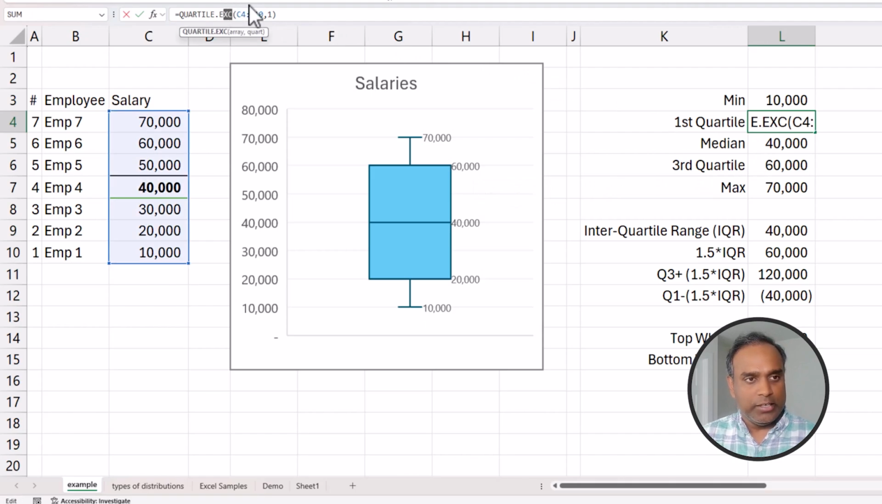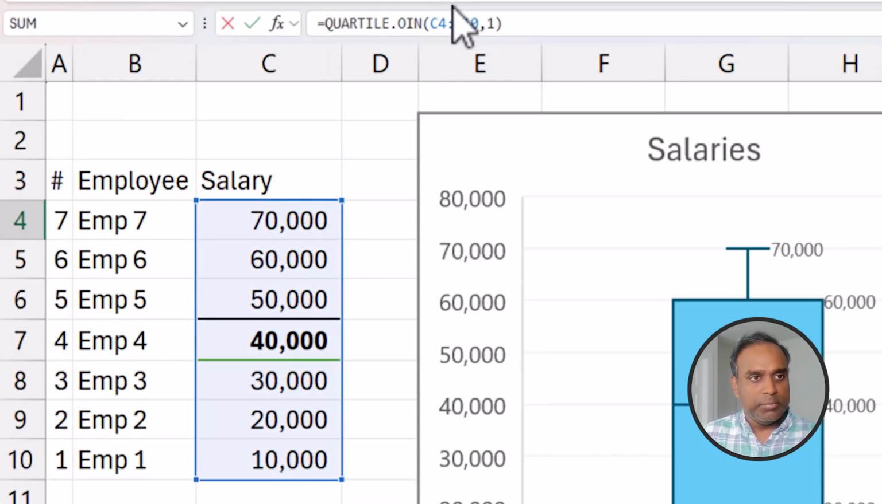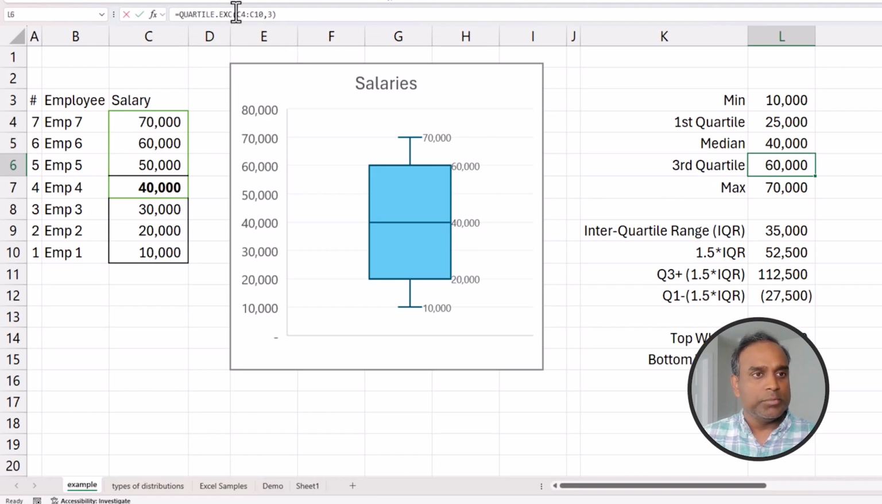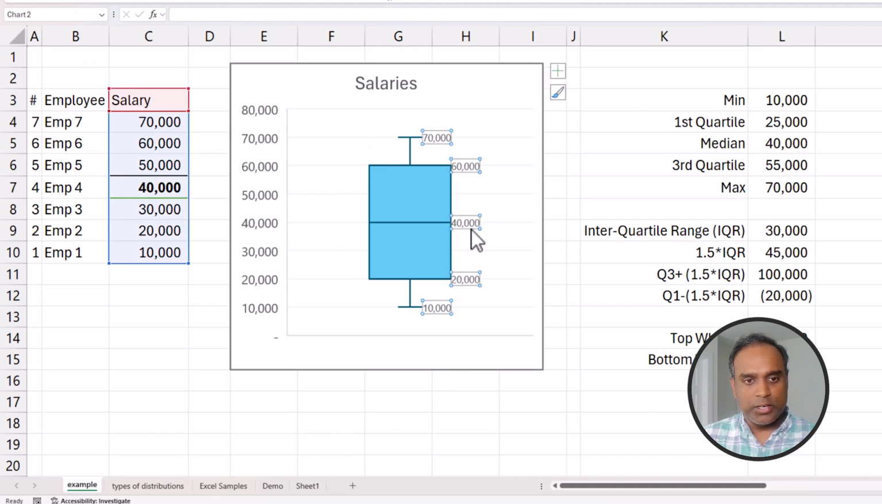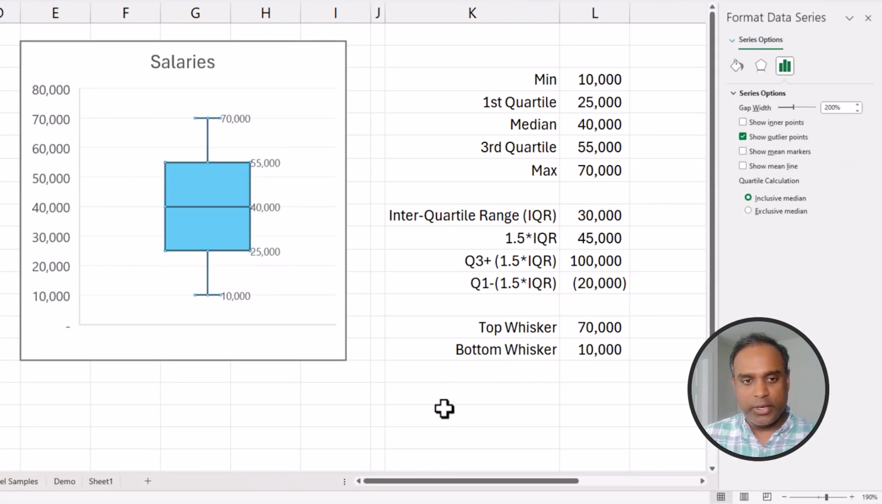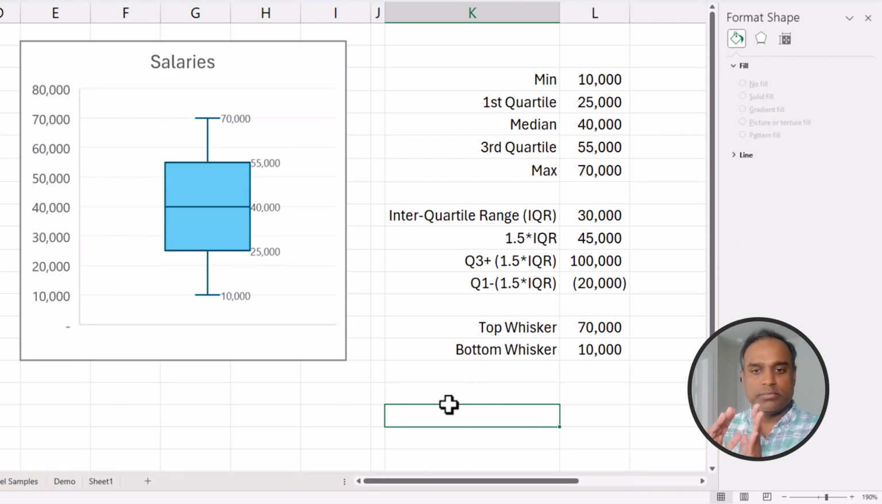I'm going to go back to the inclusive because I think it will be a little bit easier to explain the next point I'm going to make. I'm just going to make it inclusive. And then on the chart, let's change it back to the inclusive setting. Okay, we'll come back. So now we've covered the inclusive versus exclusive setting.